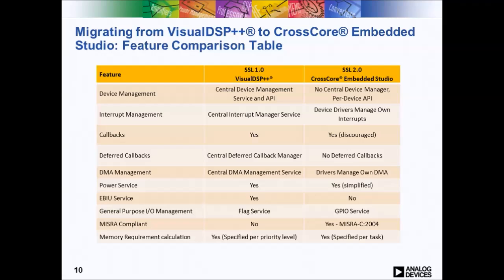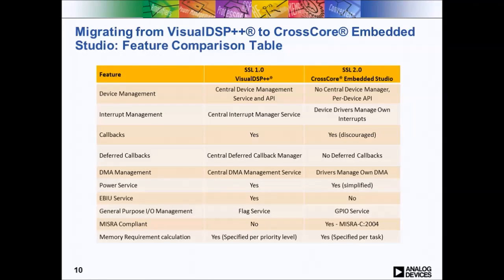In this next section, we will be looking at the differences between the system services and device drivers under VisualDSP++ and the new system services and device drivers model offered in CrossCore Embedded Studio. This table offers a high-level overview of the changes. Instead of a central device manager service as we had in VisualDSP, the concept has been removed, providing device-specific API and resource management. The Central Interrupt Manager service has also been removed in favor of the devices managing their own interrupts. Along with this, we have removed the concept of primary and secondary interrupts.